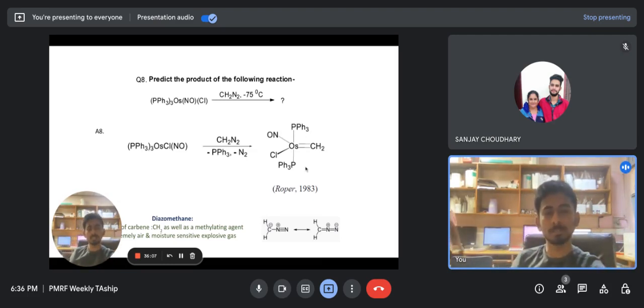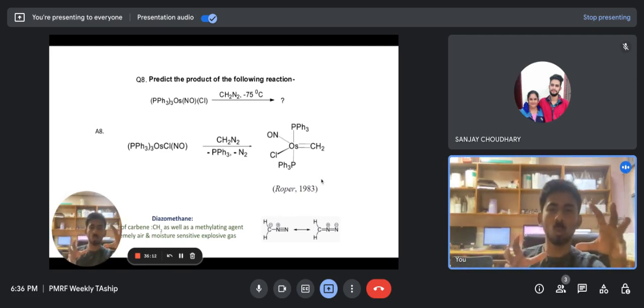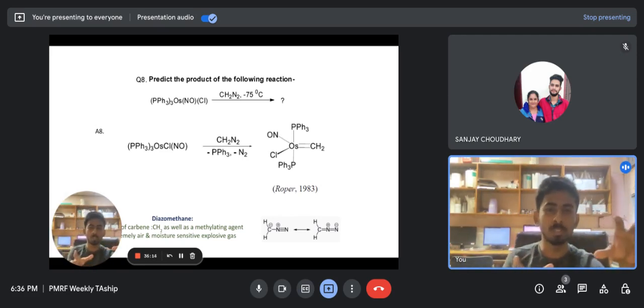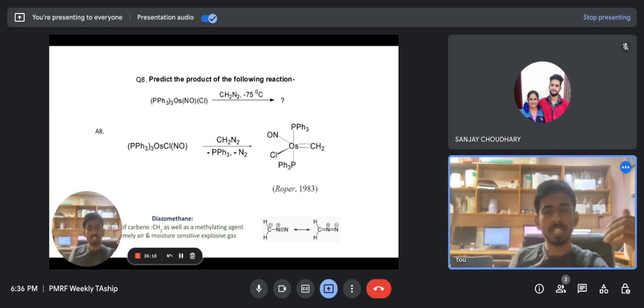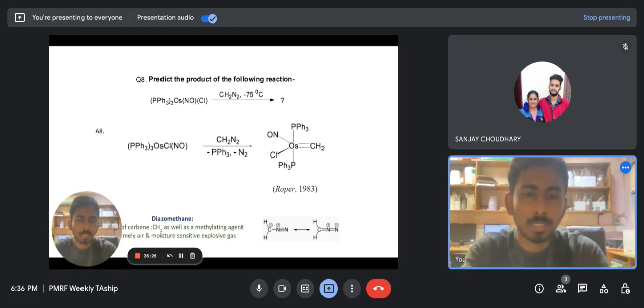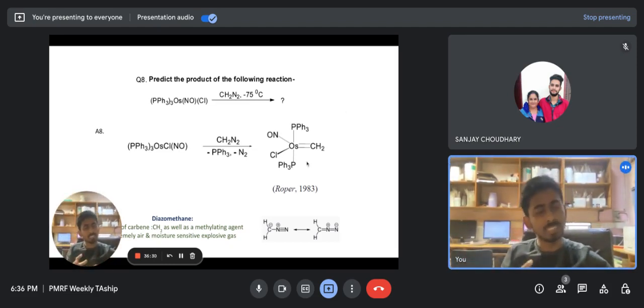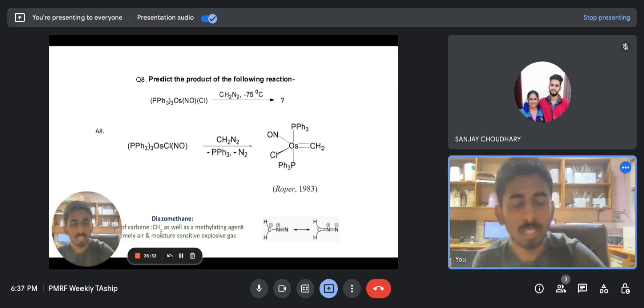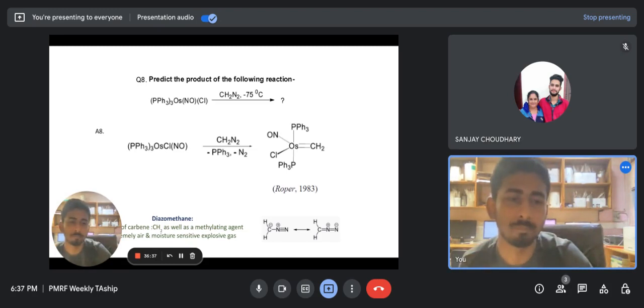Roper actually showed in 1983 how this OsCl(NO)(PPh3)2 molecule, on treatment with diazomethane, produces this special type of intermediate carbene, which has a property between a Fischer type of carbene and a Schrock type of carbene. So this carbene complex is extremely important because it has both Schrock and Fischer type properties of the carbene.